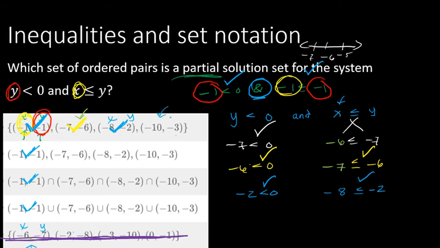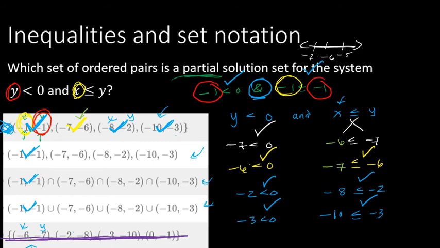Let's see if this last one works out. This time x is -10 and y is -3. -3 is less than 0. That's true. -10 is less than or equal to -3. That's also true. So this is the correct partial solution set. All right, this one right here. It looks like somewhere in here we would have had an incorrect answer. So that's how you figure it out.